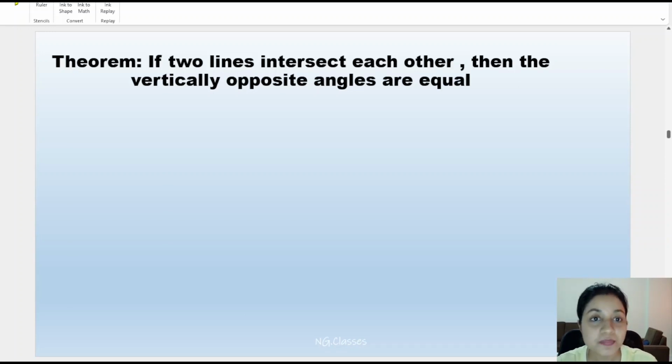Now let's prove the given theorem by using the previous axioms. The theorem says if two lines intersect each other, then the vertically opposite angles are equal. We know that vertically opposite angles are equal when two lines are intersecting each other. Here we have to prove it. So let's prove it. Two lines are there which are intersecting each other.